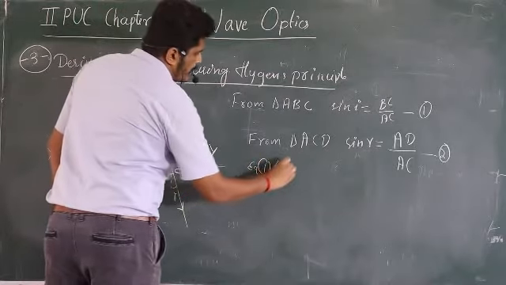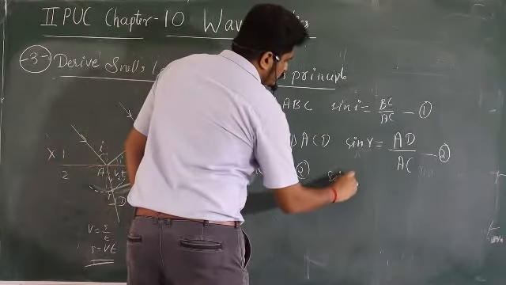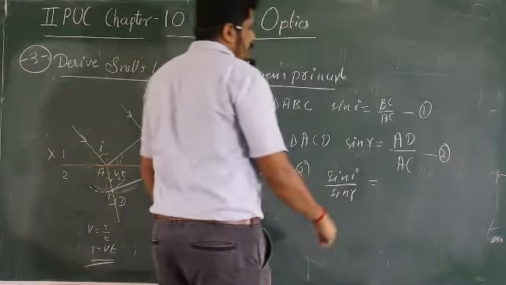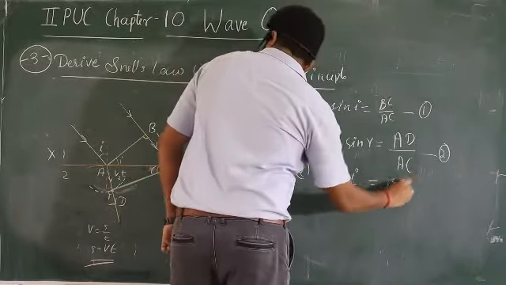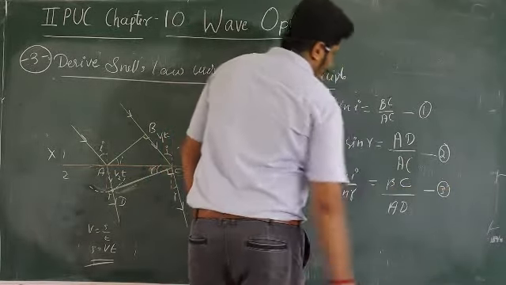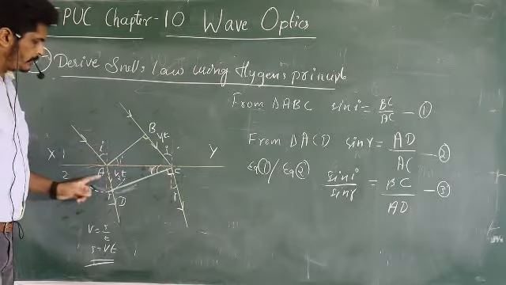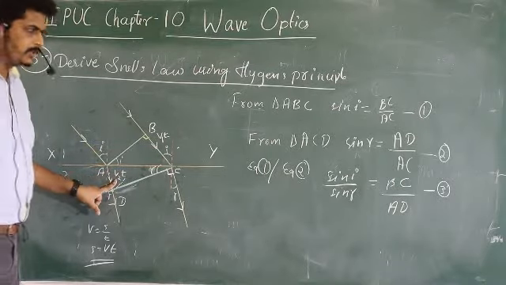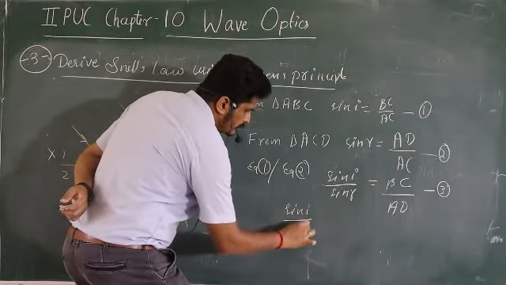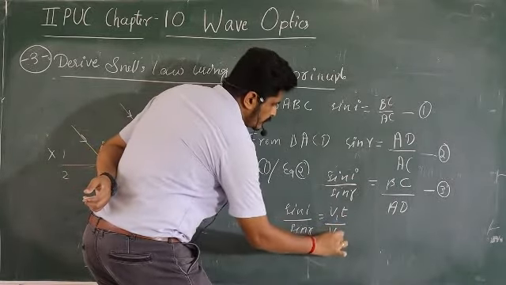Equation 1 divided by equation 2. What you're going to get is sin i by sin r is equal to BC divided by AD. You get equation 3. So what is BC here? BC means V1 into t. AD means what? V2 into t. Correct? So sin i by sin r equals V1 t divided by V2 t.